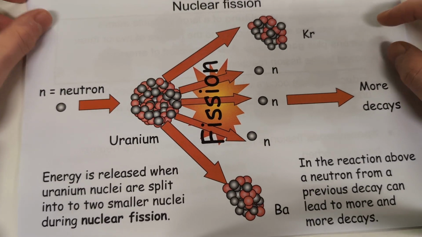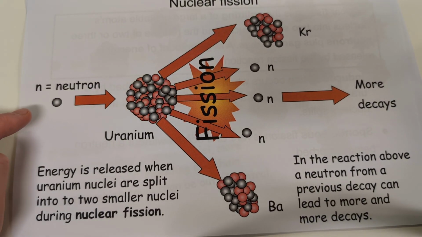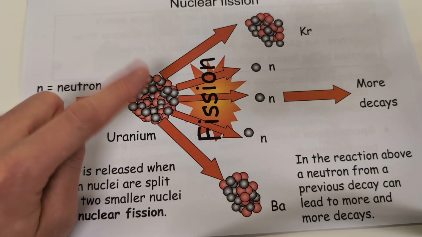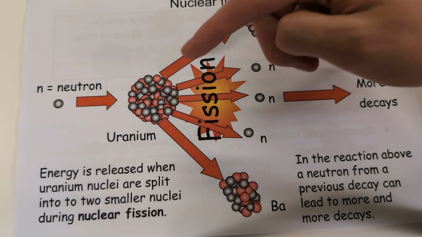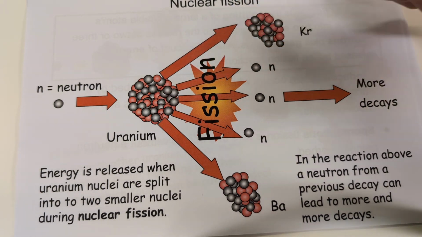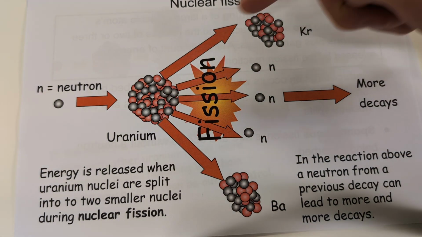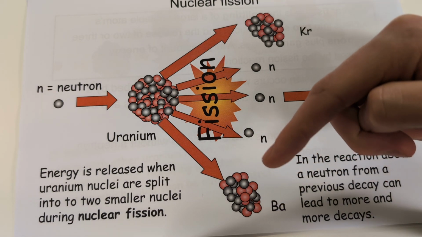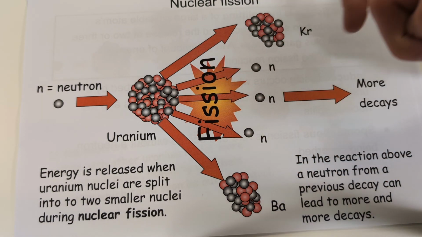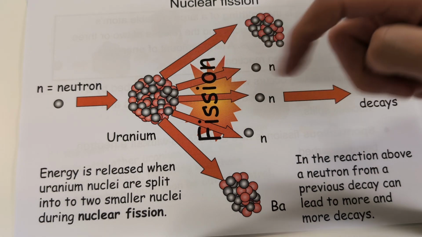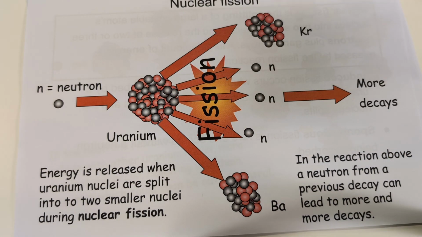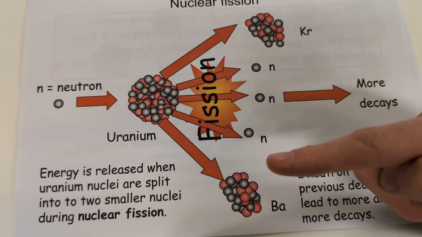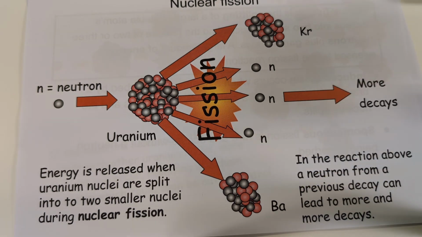Here's nuclear fission. A neutron is fired into a uranium atom, which is very big. The fission emits 2 daughter nuclei, 2 smaller nuclei, which are, in this case, krypton and barium, and 3 neutrons. Each of these 3 neutrons can then hit another uranium atom and split that. Energy is released when uranium nuclei are split into 2 smaller nuclei during nuclear fission.